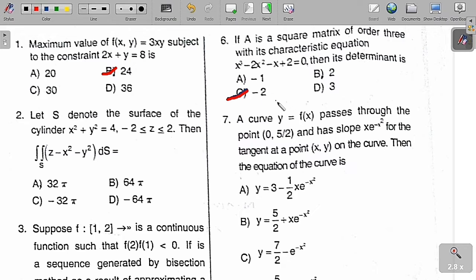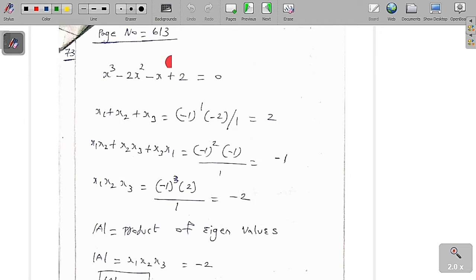So let's solve this numerical. This is the solution of this question. See the question here: x cube minus 2x square minus x plus 2 is equal to 0. This is the characteristic equation of a matrix of third order, or we can say a 3 by 3 matrix. It is a polynomial equation, so I want to know what is the sum of the roots.